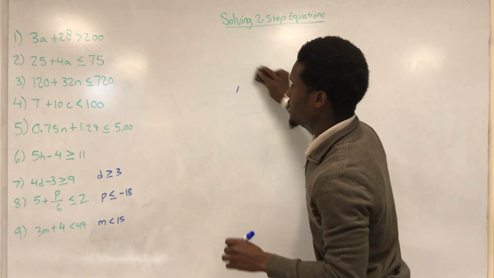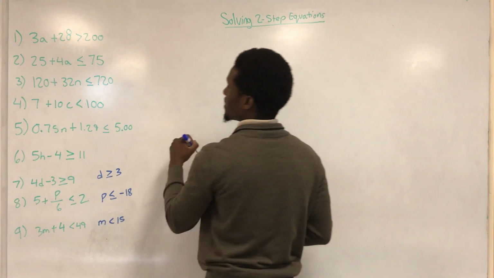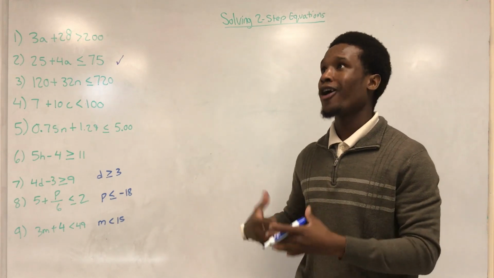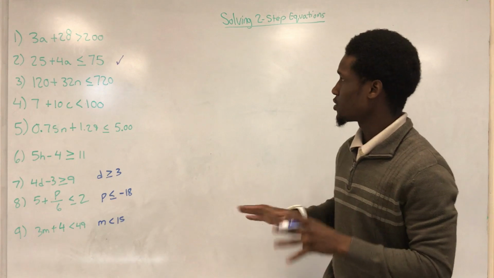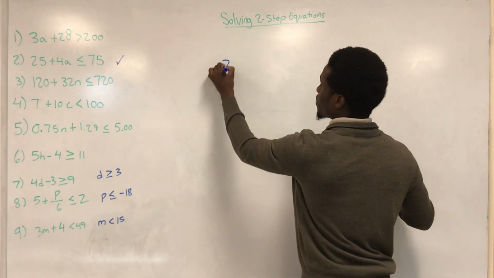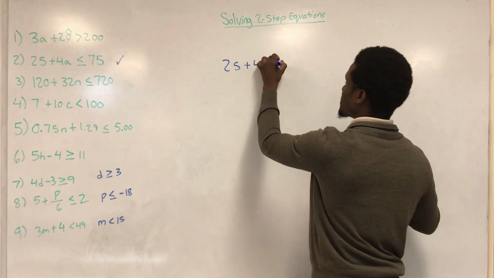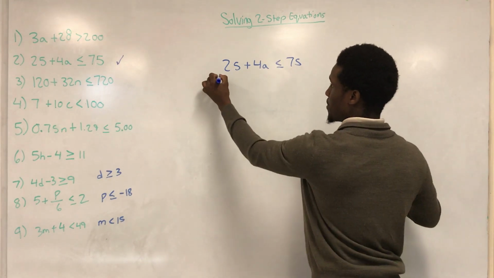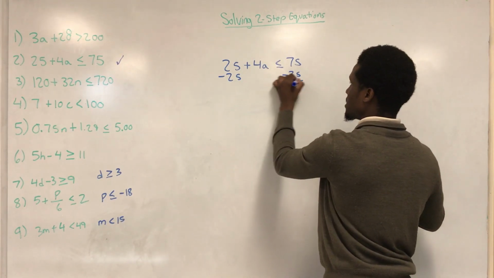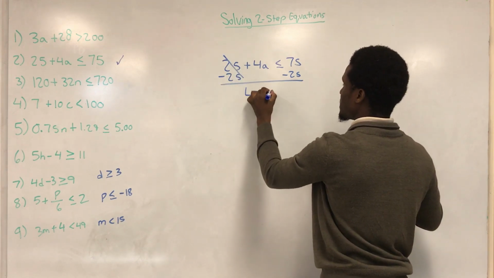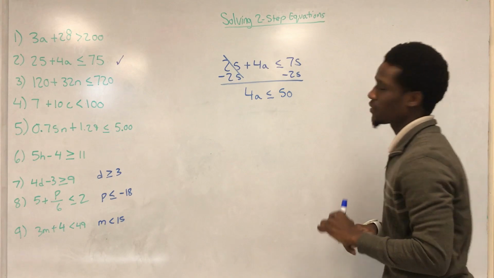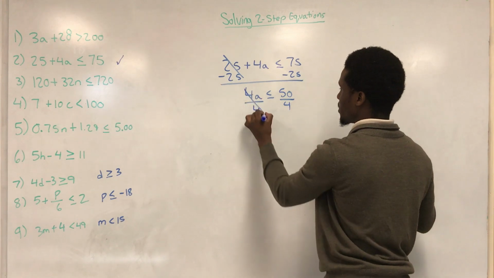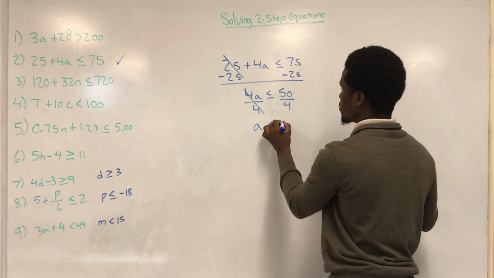Okay? Let's try some of the problems on the top, because I've been giving you guys a lot of problems that are whole numbers or integers. So let's try to shift away from that a little bit. So 25 plus 4a is less than or equal to 75. Let's follow our same steps and procedures. Minus 25 to get rid of my constants. Minus 25. 4a is less than or equal to 50. Now, let me divide. Divide by 4, divide by 4. A is less than or equal to 12.5.